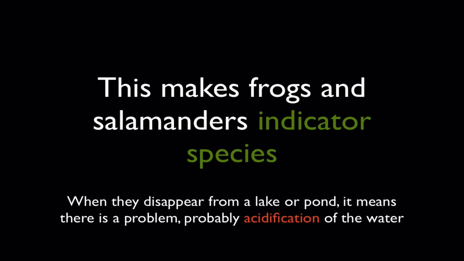Okay, so this makes salamanders and frogs what we call indicator species. When they disappear from an ecosystem, that usually means there's a pH problem, which probably means there's pollution messing with that ecosystem and making it difficult for these animals to live there by destroying their eggs.